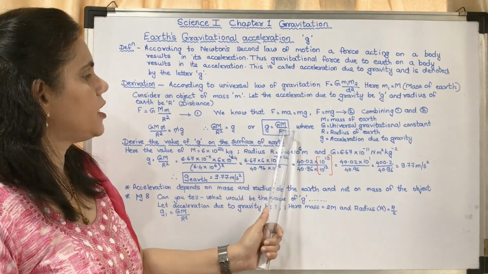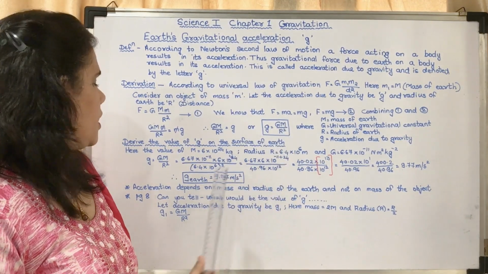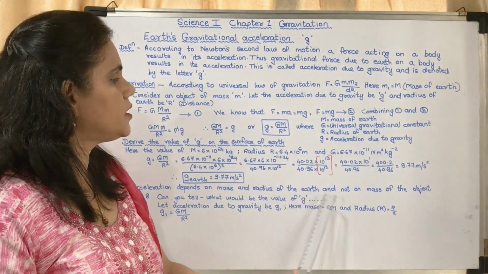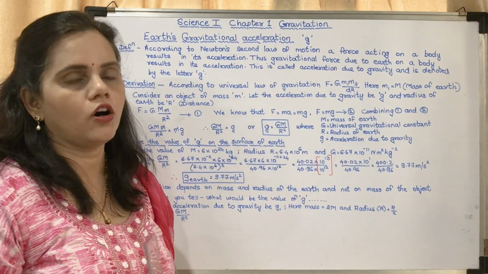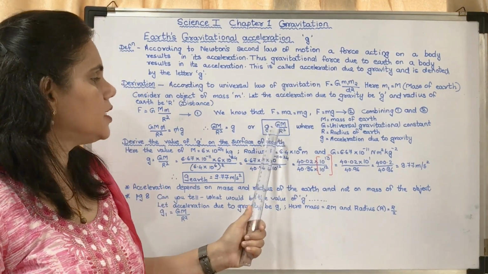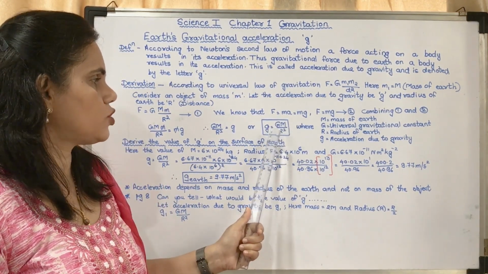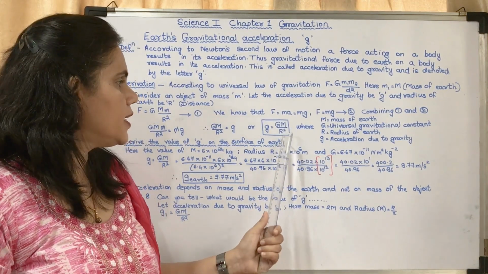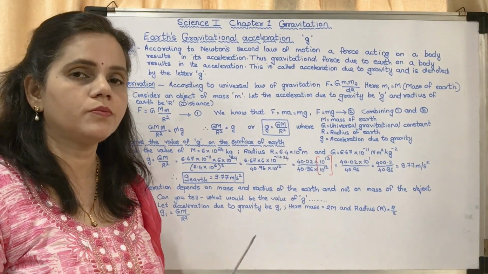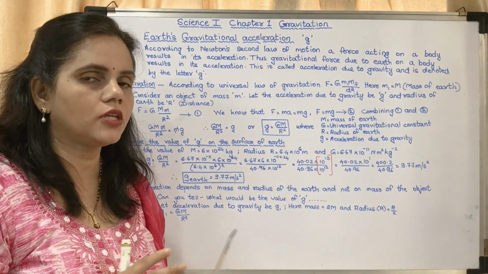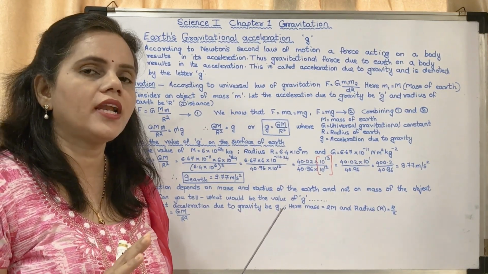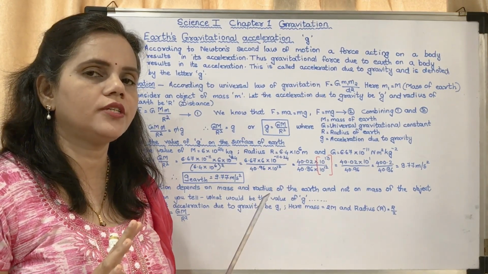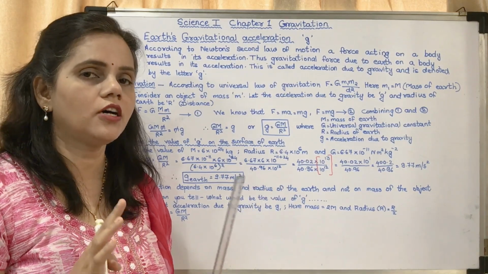g is equal to GM upon R square. Now acceleration depends on the mass and radius of the earth and not on the mass of the object. So in the equation g is equal to GM upon R square, what does M stand for? M stands for the mass of the earth. So is there anywhere the mass of the object in the equation? No. Understood? So the mass of the object does not matter.